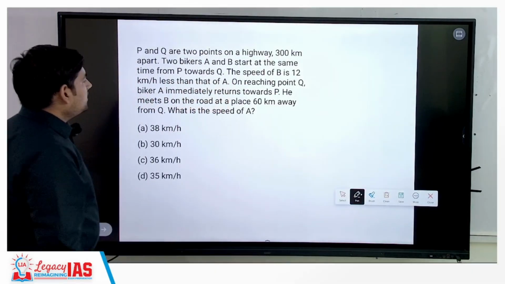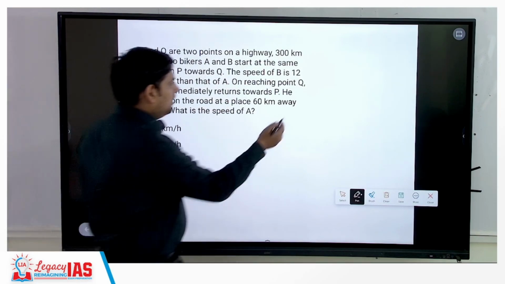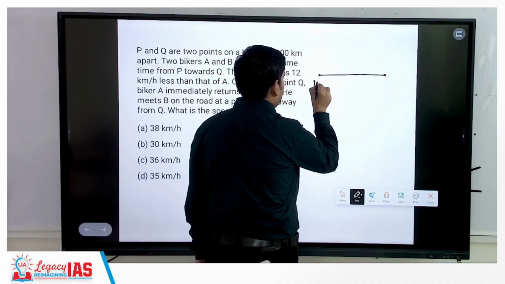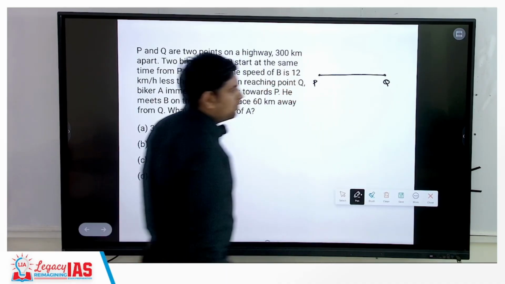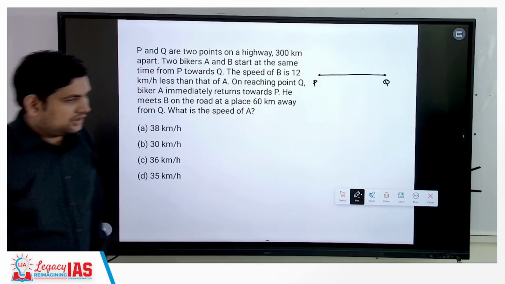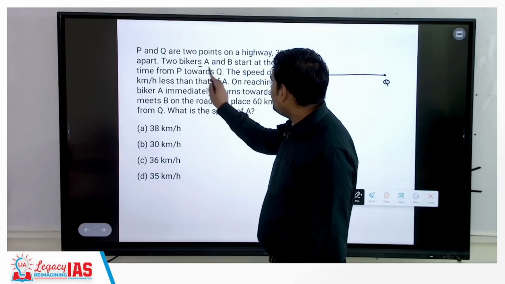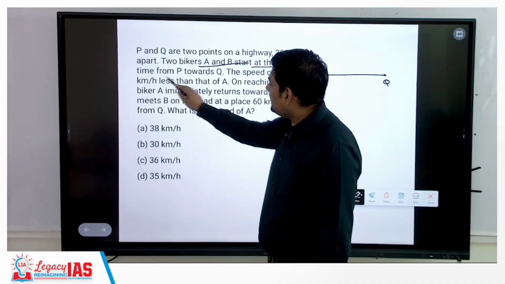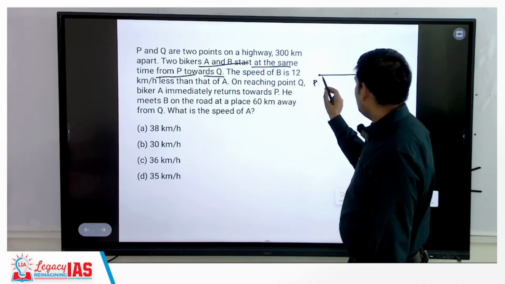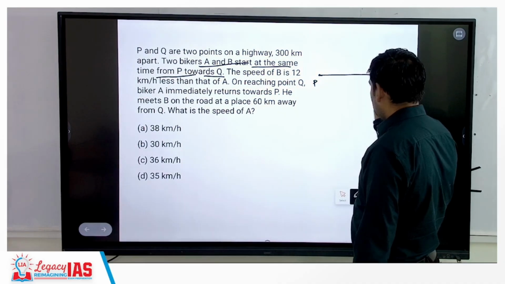So P and Q are 2 points on a highway 300 km apart. Let's see this. P and Q are 2 points 300 kilometers apart. Now, what does it say? 2 bikers A and B start at the same time from P. So 2 bikers both start from here, from P, and start moving towards Q.